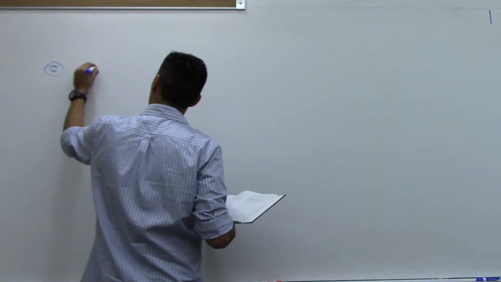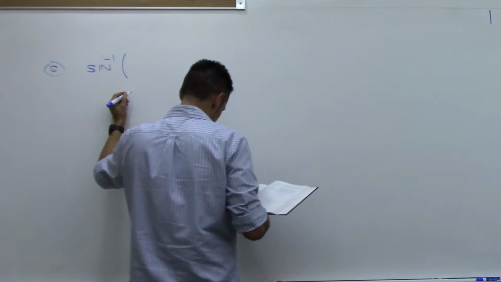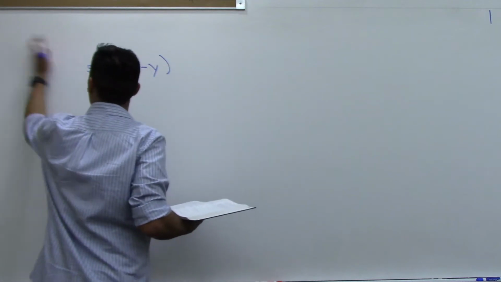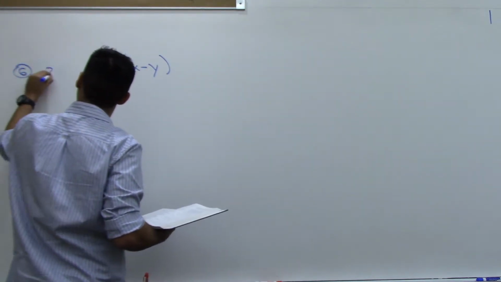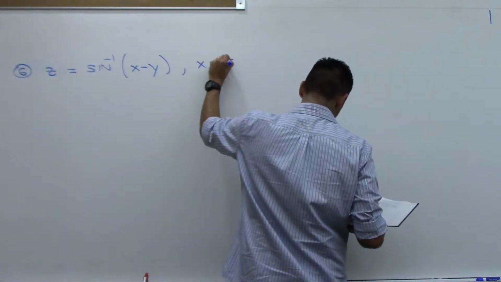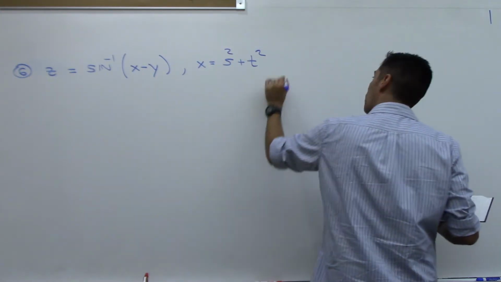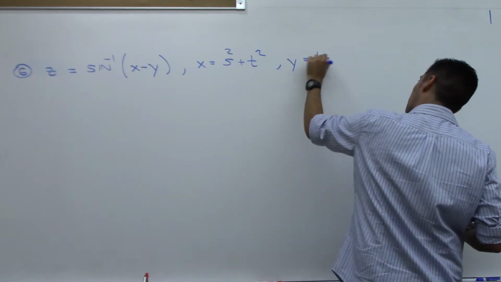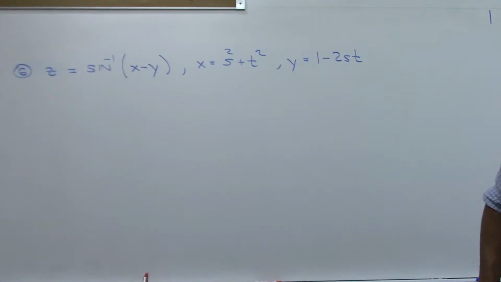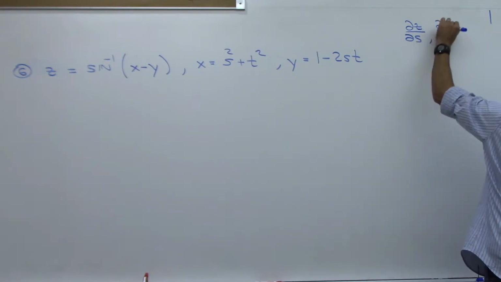Arc sine, I'm going to write this, my marker got wet. Arc sine of x minus y equals z. Z equals arc sine of x minus y. X is equal to s squared plus t squared. And then y is equal to 1 minus 2st. And they ask you to find partial z with respect to s and partial z with respect to t.